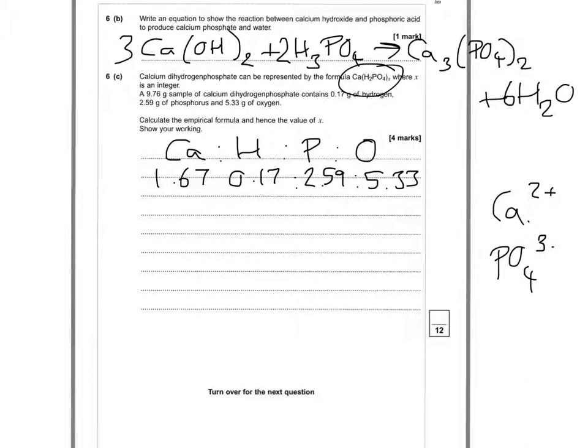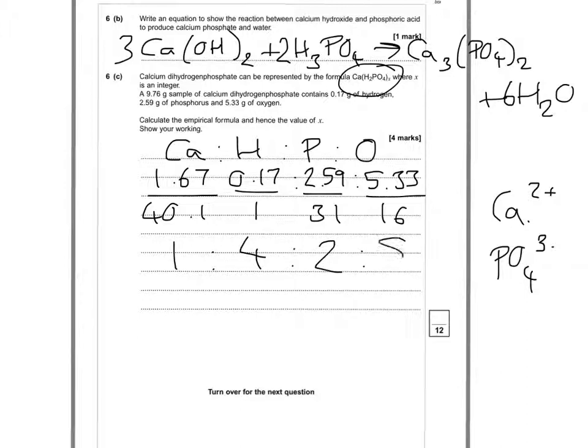The second mark is for dividing by the correct atomic masses. Should be very straightforward. Look at the periodic table. Calcium is 40.1, hydrogen is 1, phosphorus is 31, oxygen is 16. When you do that, then divide by the smallest, the ratio you should get is 1 to 4 to 2 to 8.